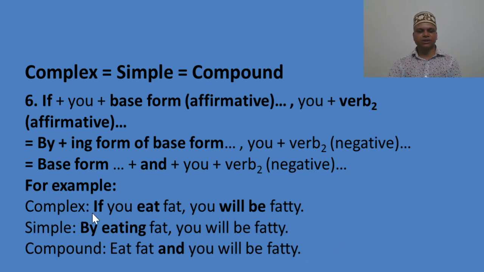So look at the complex sentence. Here the complex sentence begins with if, and if follows the second person, and the second person follows a base form, affirmative form, and the verb of the principal clause is in affirmative. That's why the simple sentence will begin with by, the ing form or base form, and the rest of the sentence will be the same. Compound sentence: base form and the rest of the sentence, and the principal clause.